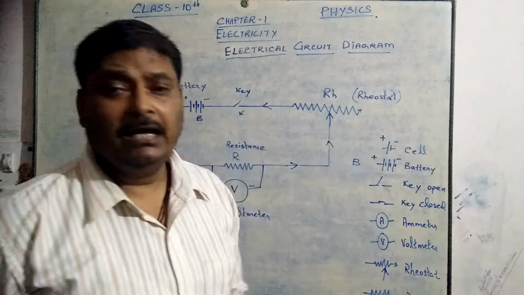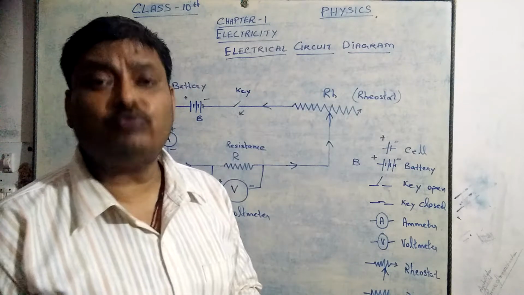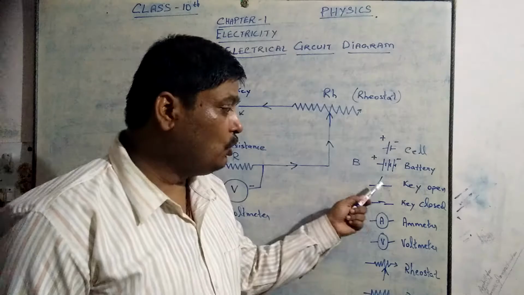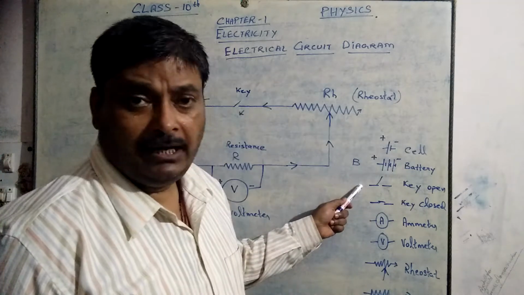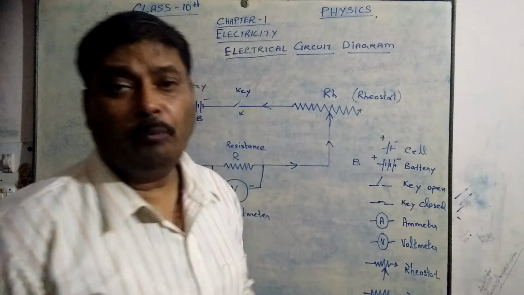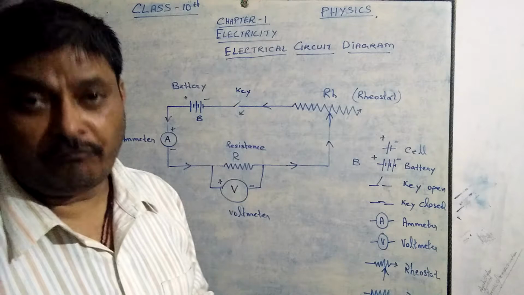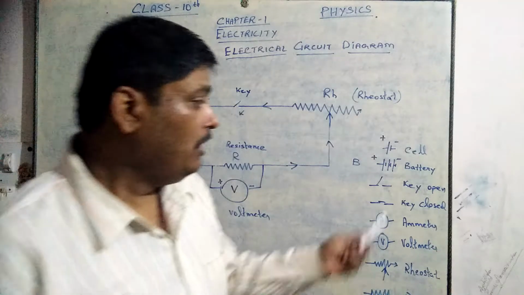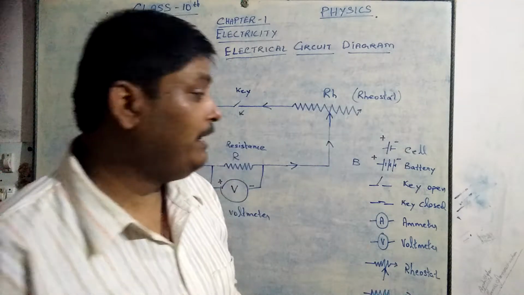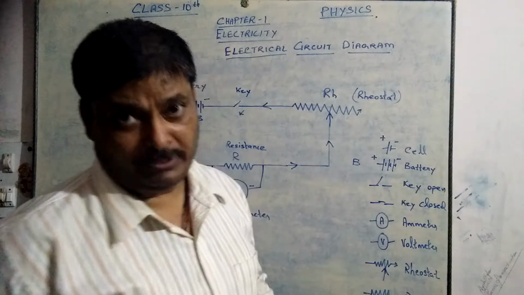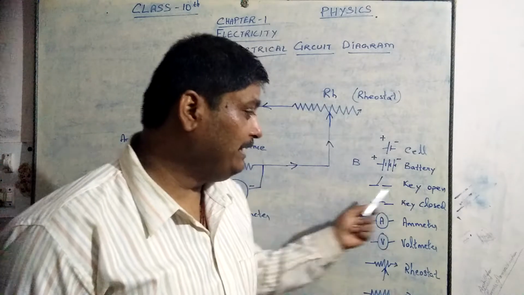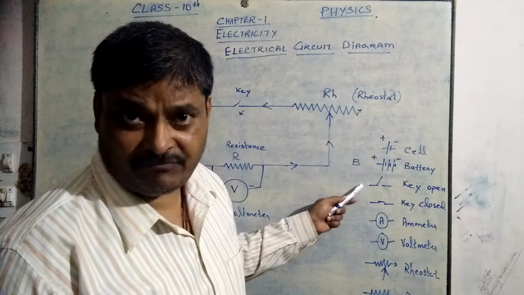Next comes the key, that is the switch. A key is shown in two different ways. If it is shown in this way, it means an open key. Open key means the switch is off. In physics we say it is an open key. If the switch is off, it is represented by this figure, where you can see the line is not joined.